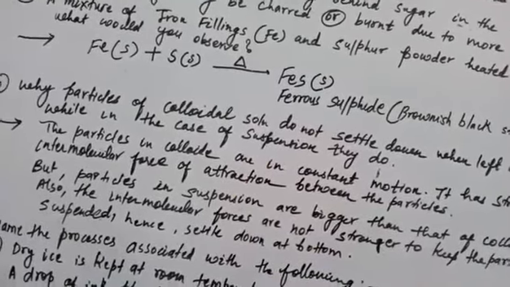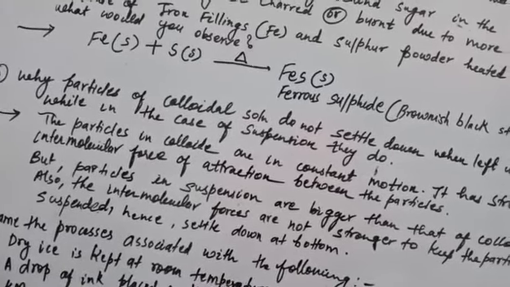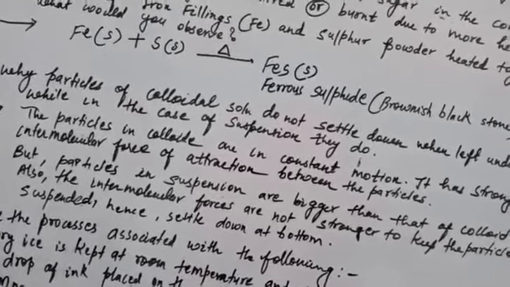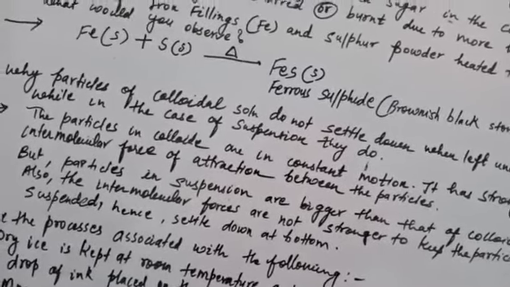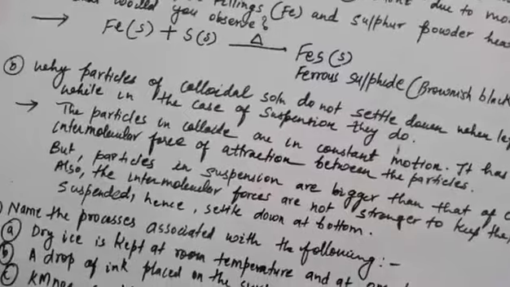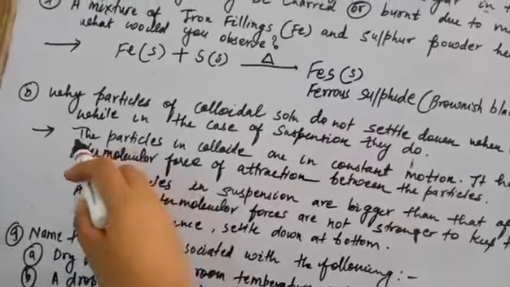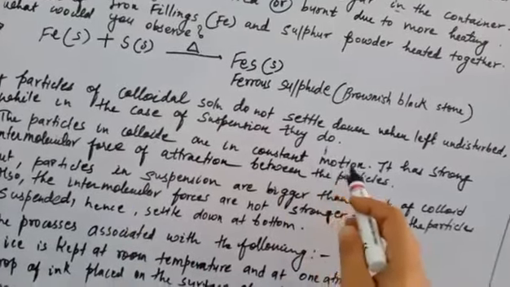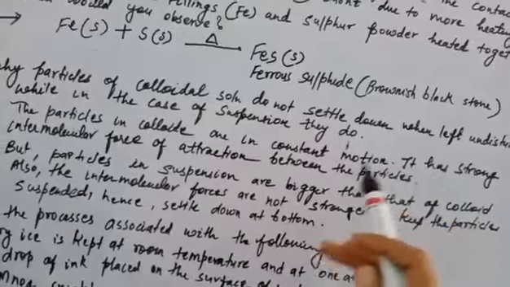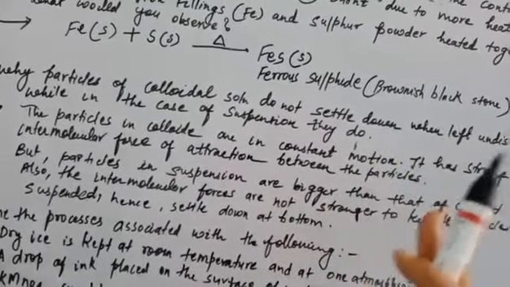In a suspension, like sand in water, if you keep it undisturbed for some time, you can see all the sand particles settle down at the bottom. Why is it so? Why is it not happening in a colloidal solution? The answer is, the particles in a colloid are in continuous or constant motion.